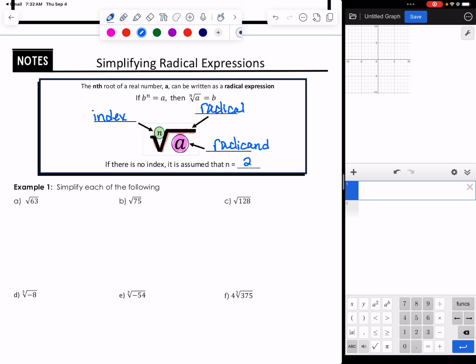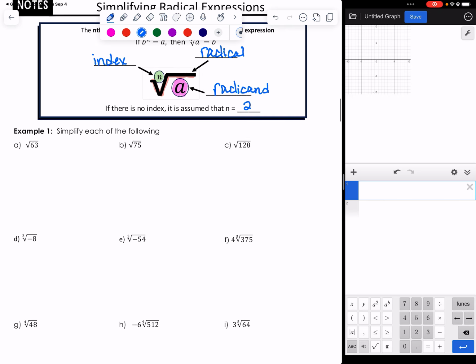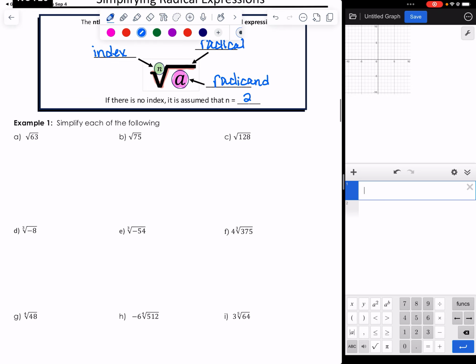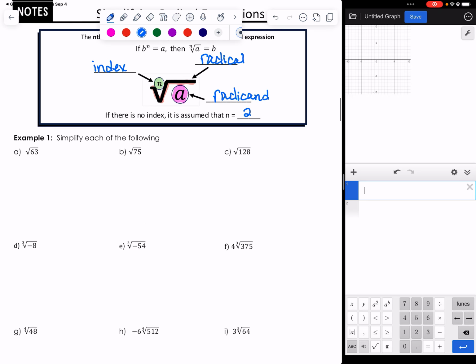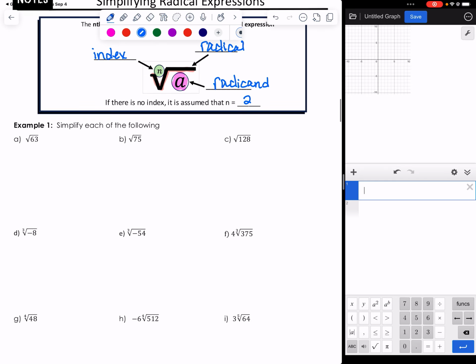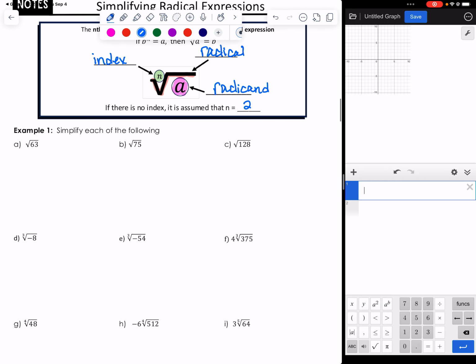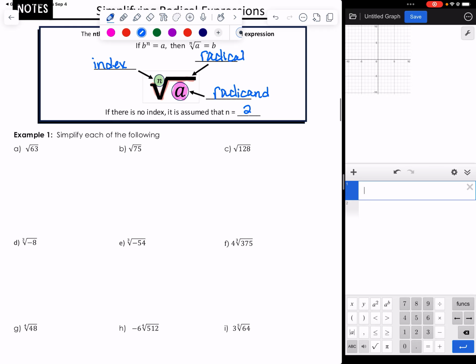Now, in previous courses, you've already learned to simplify radicals with an index of 2, and those are called square roots. So let's review how to simplify a square root before we get into simplifying other nth root radicals. In example 1, it says simplify each of the following. And in problem A, we have the square root of 63.